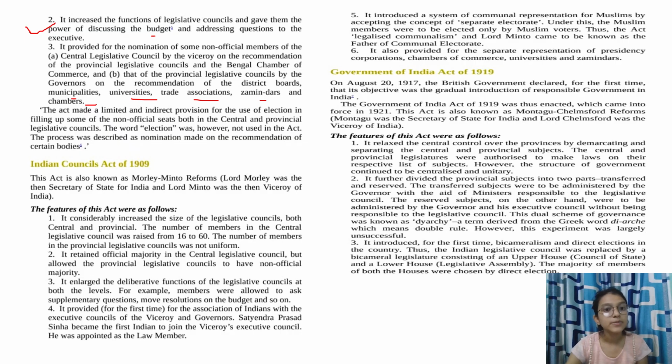The Act made a limited and indirect provision for the use of election in filling up some of the non-official seats both in the central and provincial legislative councils. So the process of election came at that particular time. The word election was, however, not used in the Act. The Act doesn't explicitly talk about election, but the process was ongoing. The process was described as nomination made on the recommendation of certain bodies. So they used nomination instead of election.